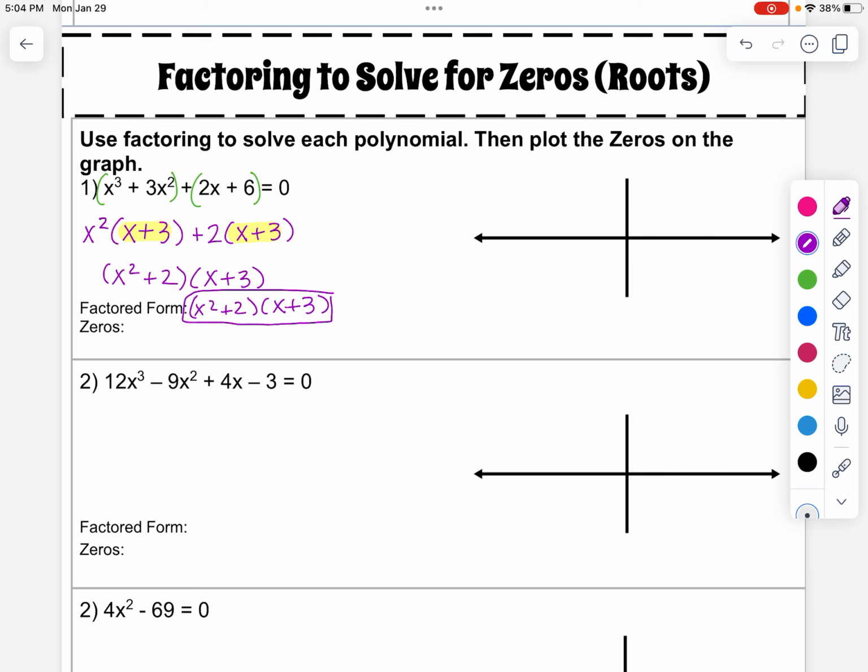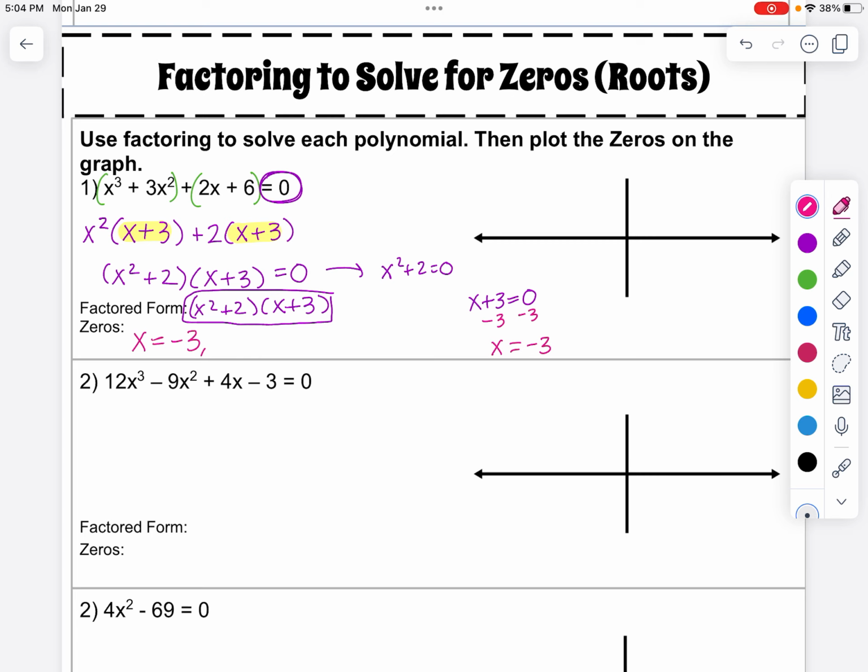Now we need to find the zeros, okay? And we can do so by taking our factored form and setting it equal to 0, because the original polynomial was equal to 0. And then, just like we did with quadratics, we set each individual factor equal to 0. So over here, we would do x squared plus 2 equals 0 and x plus 3 equals 0. And we'll solve these to find our zeros. So I'll start with the x plus 3. I'm going to subtract 3 from both sides, and I get x equals -3. That's one of them.